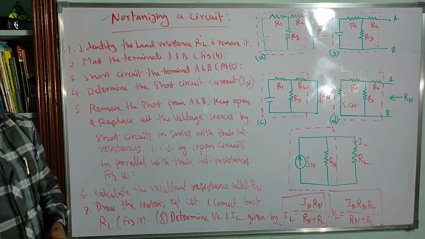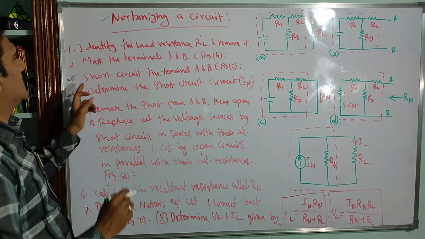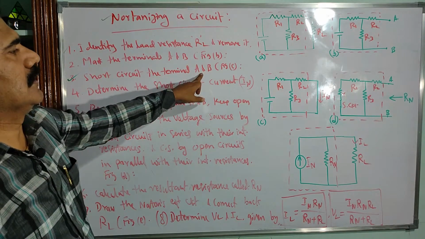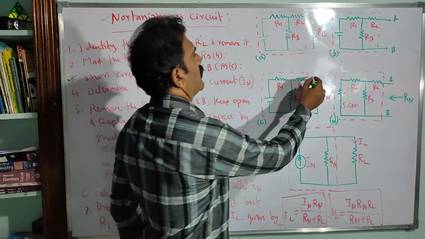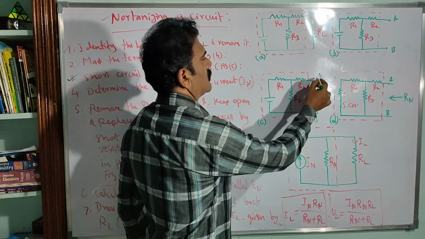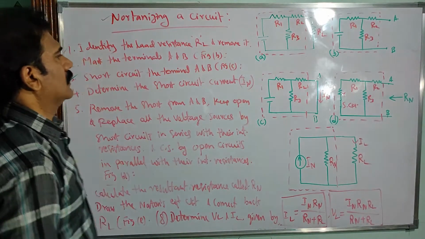Okay, then the second part of the circuit is the short circuit. Short circuit the terminals A and B as shown in figure C. Here you can see the terminals A and B are now short circuited like this.